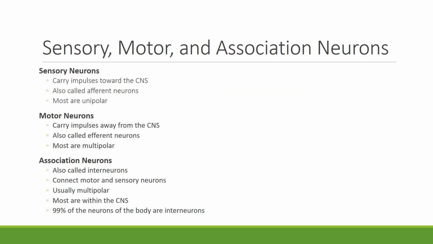So let's compare sensory, motor, and association neurons. Sensory neurons carry impulses toward the central nervous system. They are also called afferent neurons, and most of them are unipolar. Motor neurons carry impulses away from the central nervous system out toward the muscles. They are also called efferent neurons, and most of them are multipolar. Association neurons are also known as interneurons because they connect motor and sensory neurons. Usually they're multipolar. Most are within the central nervous system, and 99% of the neurons of the body are interneurons.